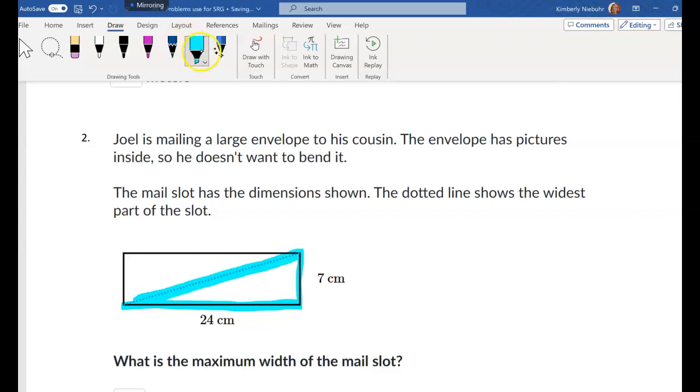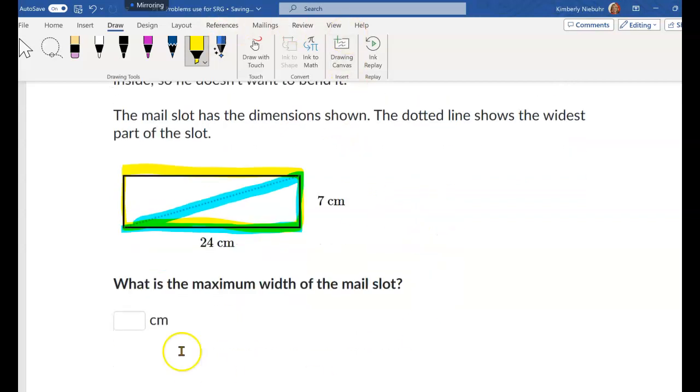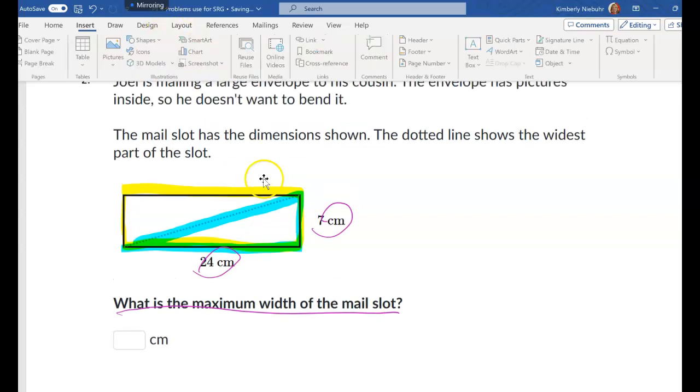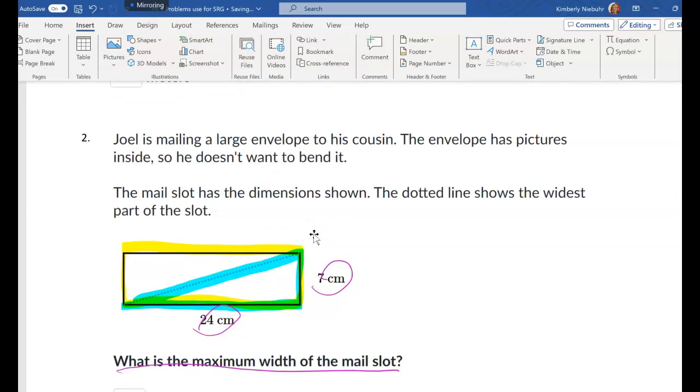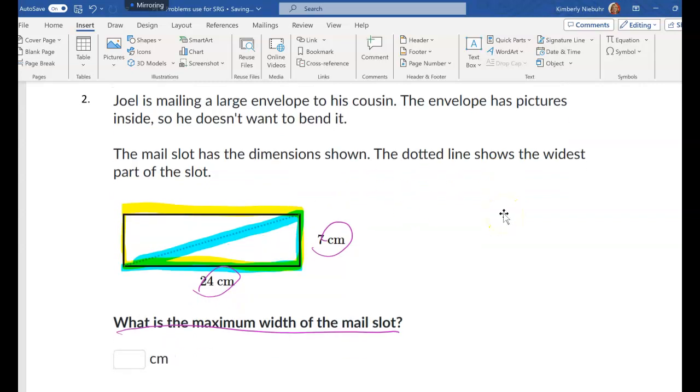You can take a rectangle and cut it in half by using a triangle, okay? What is the maximum width of the slot? Underlining the question, circling the numbers. Okay, so it looks like we have legs. We have a leg here and a leg here, and we are missing side C. So we're solving for side C.